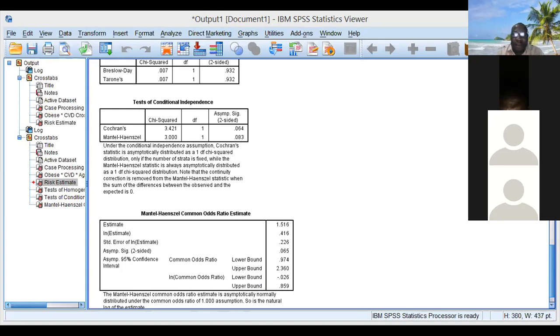So look at the estimate. The estimate is 1.52. So let's see the crude.